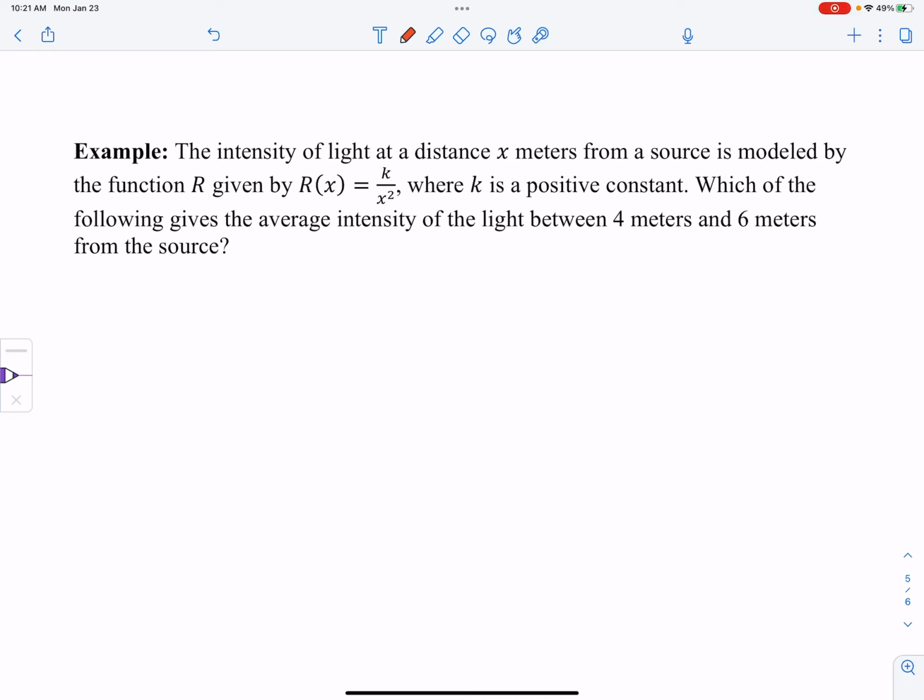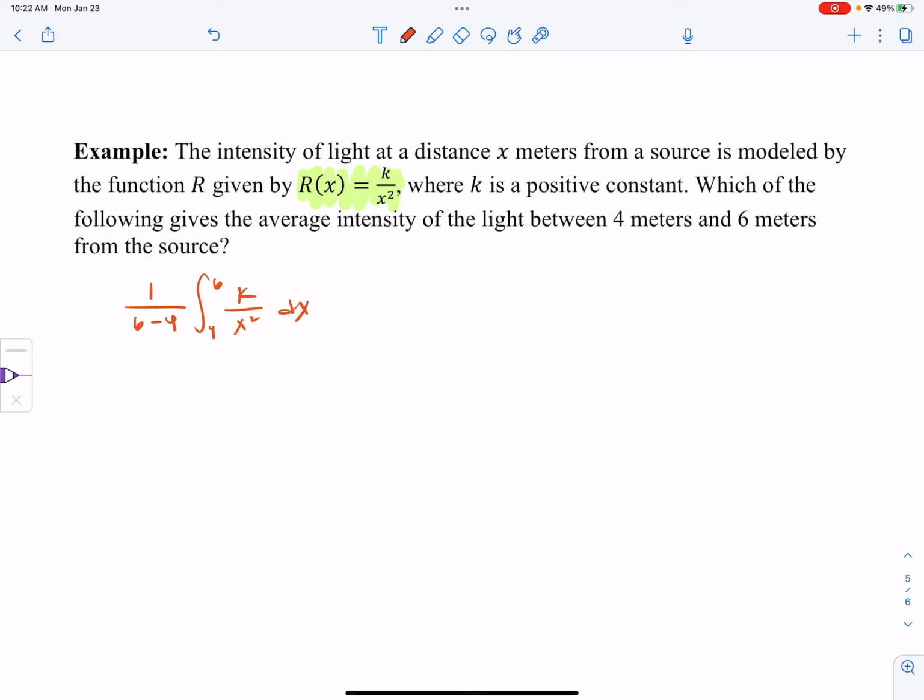Okay, so your function is r of x equals k divided by x squared. Average value will be 1 over b minus a, which in this case would be 6 minus 4, 6 meters minus 4 meters, times, because we want the average value of r on this interval, where inputs are those distances in meters. So from 4 to 6 of k over x squared dx.